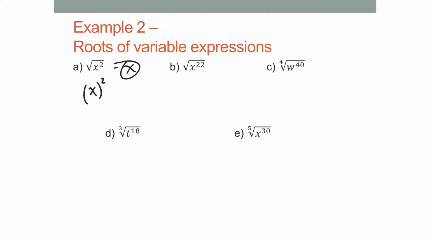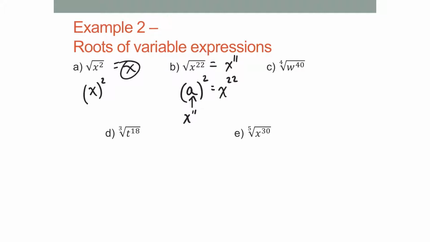B is the square root of x to the 22nd. So again, I'll use a different variable so it's a little less confusing. If I have a number and I raise that to the second power and I get x to the 22nd, well, the rule for power to a power is to multiply, right? So what times 2 is 22? Well, it's 11. So that a inside of there is actually x to the 11th. X to the 11th to the second is x to the 22nd. So the square root of x to the 22nd is just x to the 11th.